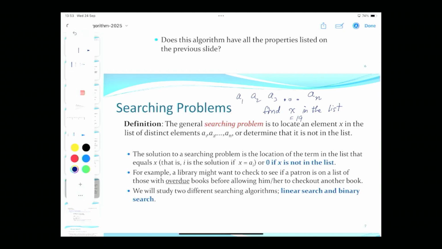An example application of this is in a library, when we check if someone has an overdue book or not. Finding if there is an overdue book in the list, something like that. So the algorithm that we talk about is a linear search. We're going to see that in a little more detail, and then later about binary search, a different algorithm that can solve the same problem.